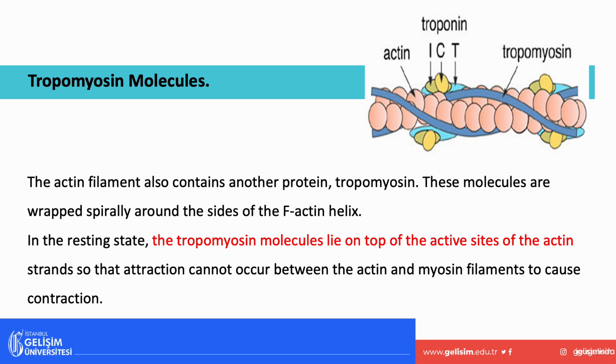The actin filament contains the protein tropomyosin, which is wrapped around the sides of the double F-actin helix. In the resting state, the tropomyosin molecule lies on top of the active sites of the actin strand, which you can see over here. This is what prevents the attraction between the actin and myosin filaments and prevents the contraction. Why? Because it's blocking the binding site for the myosin head.